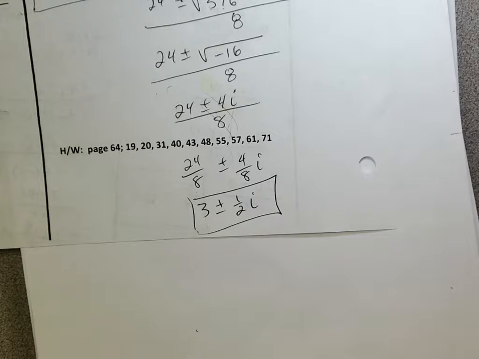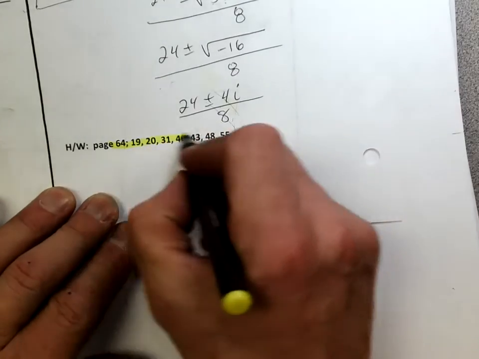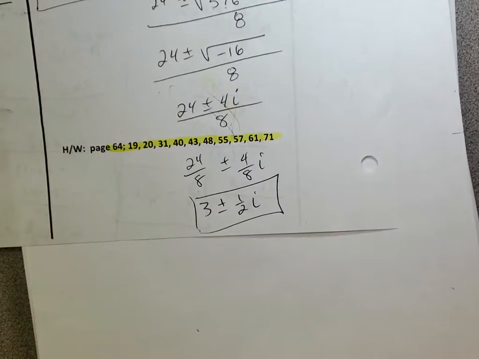All right. So today's homework, page 64, so we're going to go way back to chapter 1. 19, 20, 31, 40, 43, 48, 55, 57, 61, and 71.